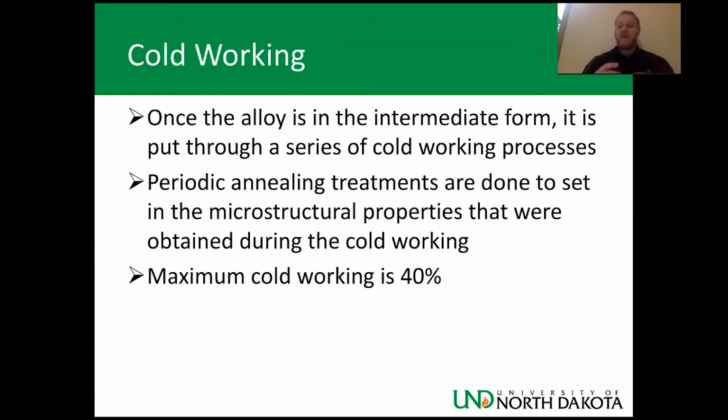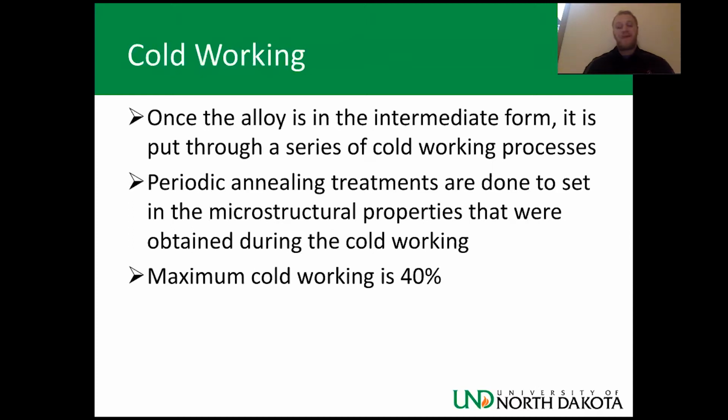So at this point, our ingot or alloy is in an intermediate form, and we put it through a series of cold working processes. But while we're cold working it, we have to do periodic annealing treatments to set up the microstructural properties that were obtained during the cold working. So we have to do some heat treatment periodically in the middle of this cold working process, typically in that 400 to 600 degrees Celsius range. So not all the way up to the hot working level, but we do anneal it and then quick quench it and then keep doing our cold working.